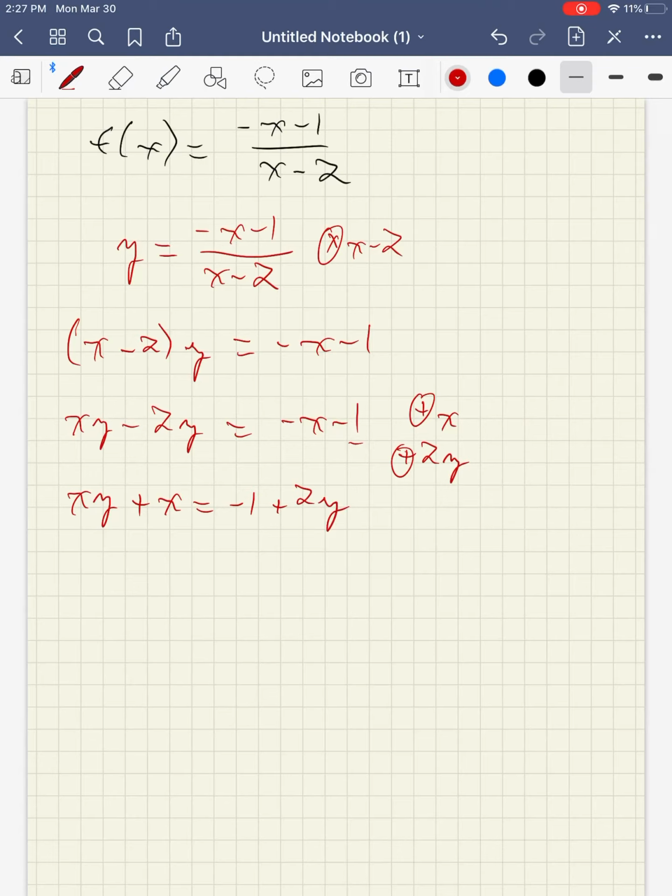Okay. Now over on this left side here, what I can do is factor out an x. So I have x times y plus 1, and that's kind of the trick here with these kinds of problems. Negative 1 plus 2y, and then I'm going to divide. So I get x equals negative 1 plus 2y over y plus 1.